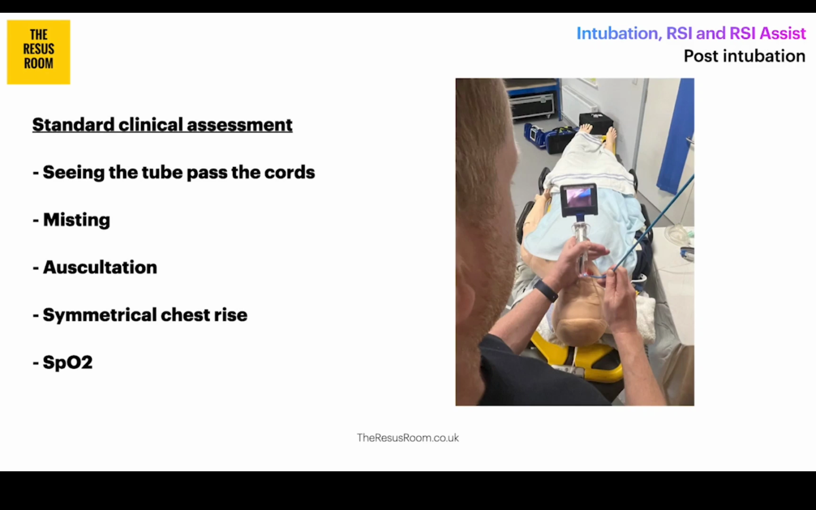So they also talk about that standard clinical assessment. Well, this is everything else that you might see out there in practice. So the operator seeing the tube go through the cords is normally a good sign. Potentially the whole team might have seen that if you're using a video laryngoscope. Misting of the tube is also a good sign. Hearing air entry on auscultation of the lungs is an okay sign, but it's definitely not perfect. Symmetrical rise and fall of the chest is again another okay sign, but not perfect. Having a good peripheral oxygen saturation is an okay sign, but potentially there could be a really big lag in recognising misplacement as it takes time for that hypoxia to occur.